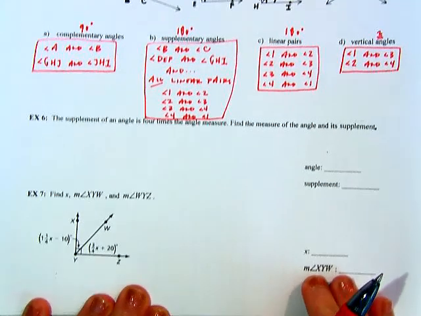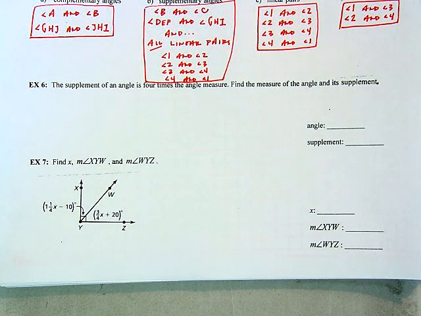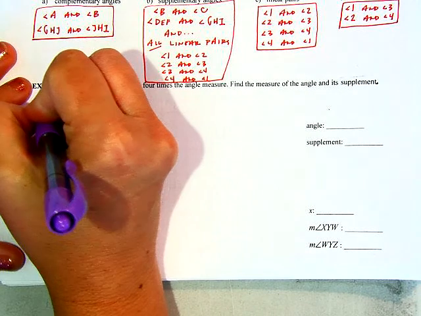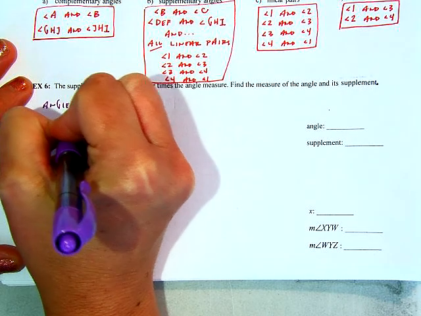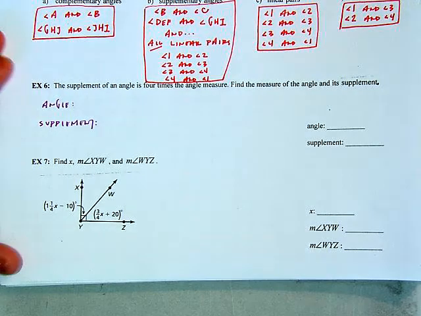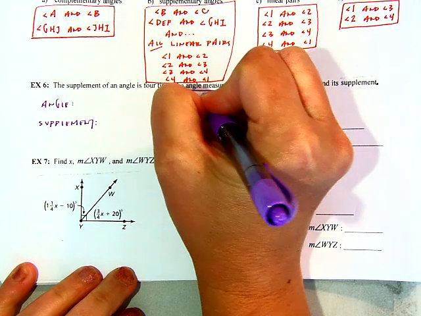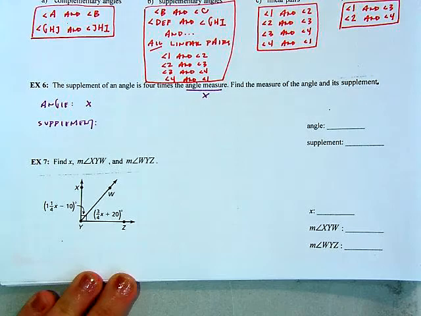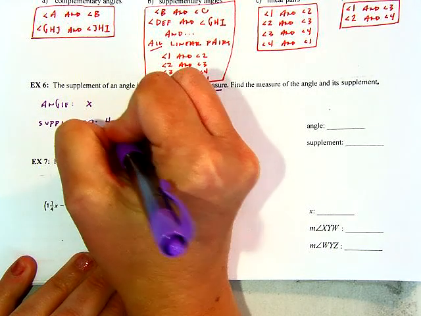Okay. Next, the supplement of an angle is 4 times the angle measure. Find the measure of the angle and its supplement. So the supplement of an angle is 4 times the angle measure. So I'm defining the supplement in terms of the angle. So the angle measure is my x, that's my unknown. And my supplement is 4 times the angle, so 4 times x right here.